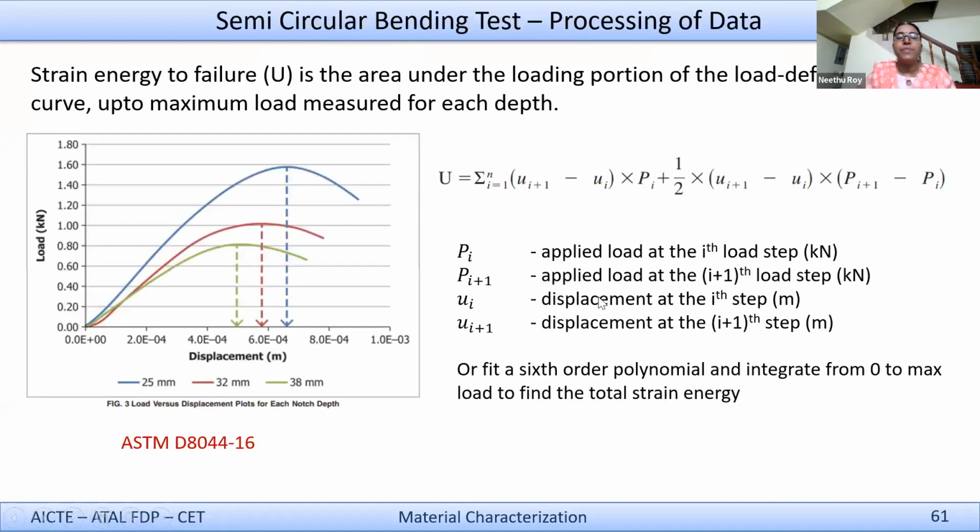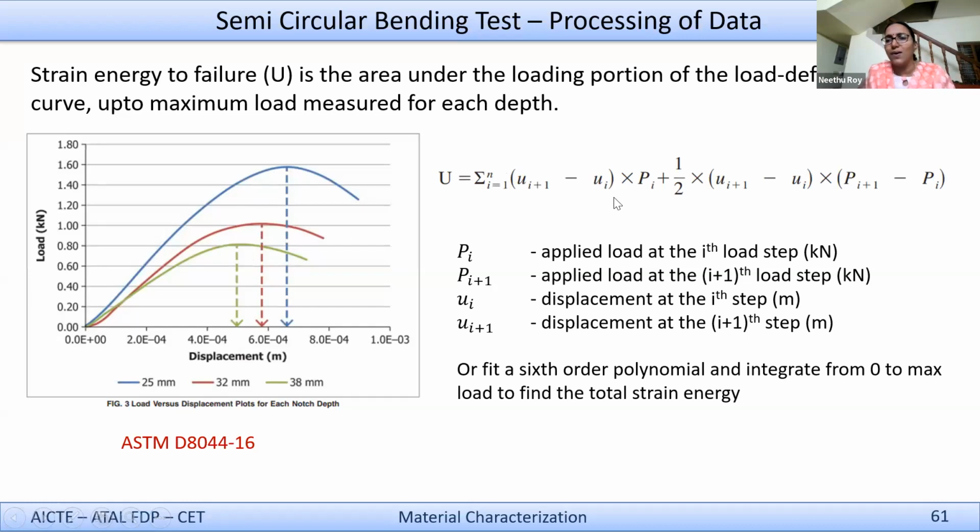You can stop it, and then you plot a load displacement graph. You see something like this. The load keeps on increasing. When the fracture has actually started, it will go down, right? From this, you compute the strain energy till failure. Till failure, that is till this peak point, on the left hand side of the peak point, you can find the area under the curve.